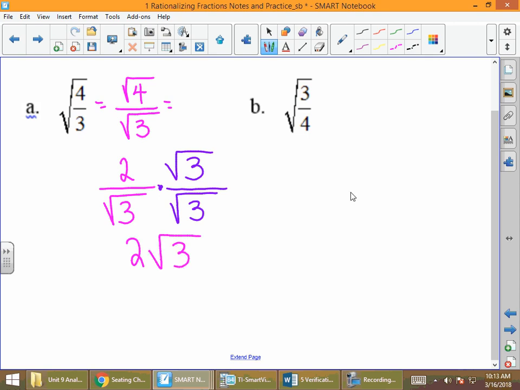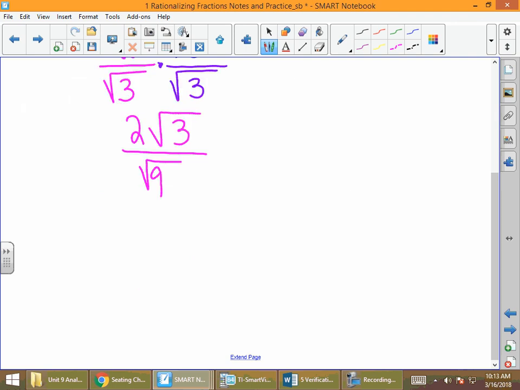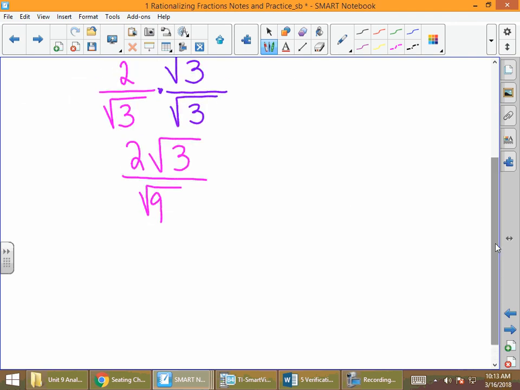Again, notice that the 2 stayed out of a square root. The square root of 3 stayed in. And our bottom of our fraction, square root of 3 times square root of 3 is square root of 9. Can we take any square roots now? The square root of 9 is 3. So we end up here with 2 times the square root of 3.